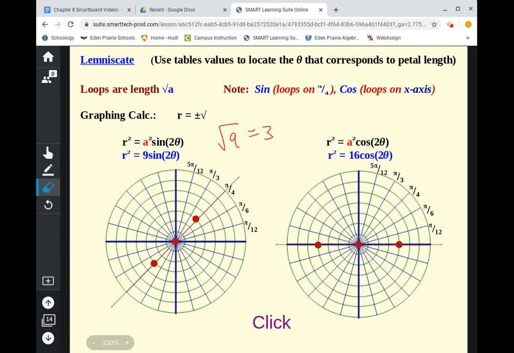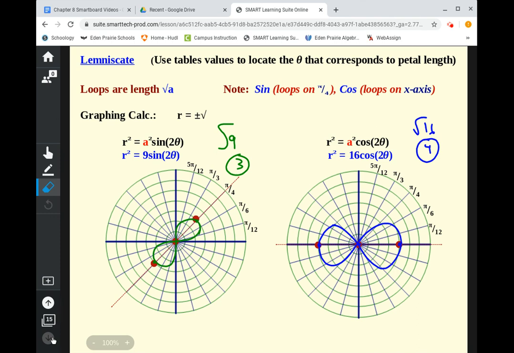On this example over here, it's on the x-axis, and it's the square root of 16. You just have to be careful that you recognize it's the square root of 16, which is equal to 4. And so on the x-axis, I go out 1, 2, 3, 4, and 1, 2, 3, 4, and then I make my loops. There they are. They don't have to be perfect, and I actually made them a little bit different, the green and the blue. Doing the best you can. Make sure they look somewhat nice.